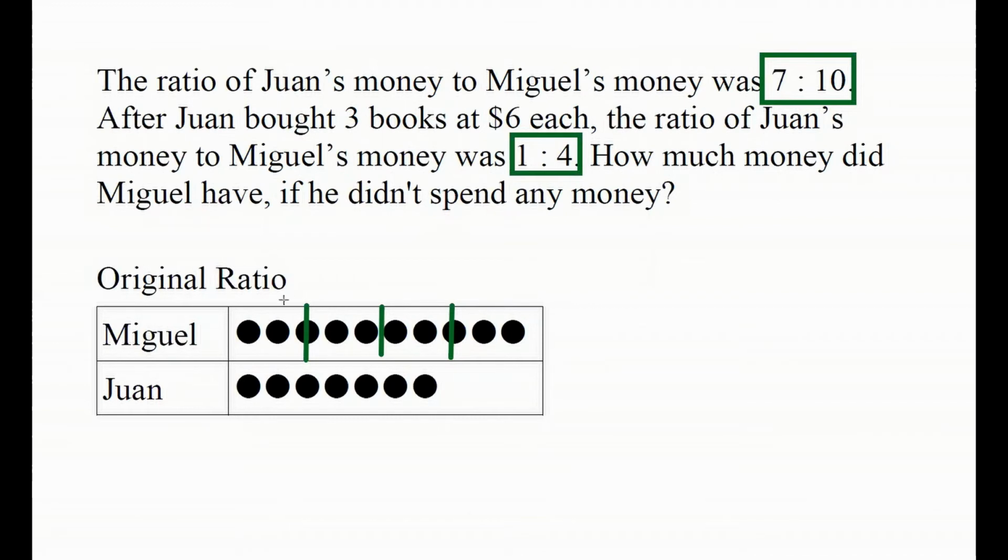Where is that coming from? Well, that's really 1/4 of Miguel's money. This is what he was left with. This is what Juan was left with after he spent $18 on 3 books. And that follows from the ratio 1-4. And that's another way of saying that Juan spent 4.5 circles on the 3 books.